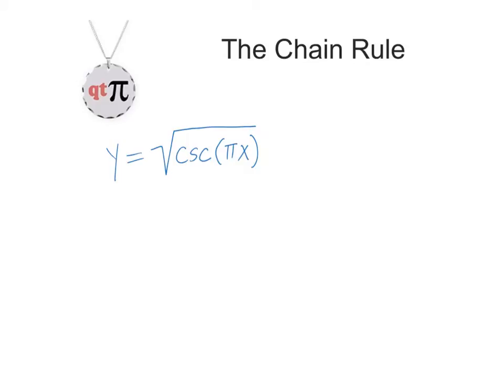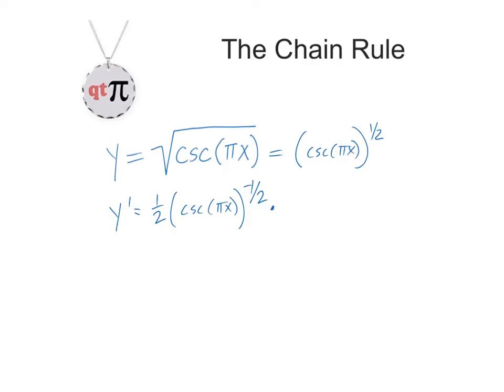Okay, so give this one a shot, pause and try it. The outermost rule here is something square rooted, which is something to the 1/2 power. Okay, the derivative of anything to the 1/2 is 1/2 times that same exact thing to the negative 1/2 times the derivative of that inside thing.